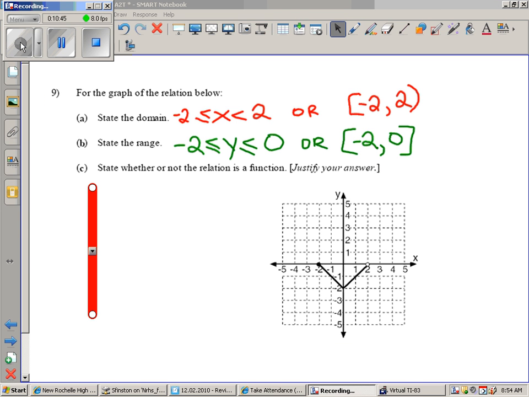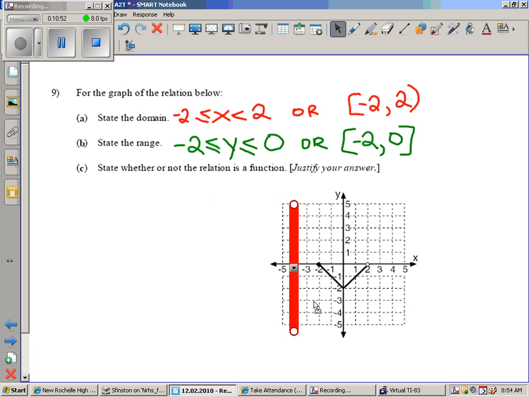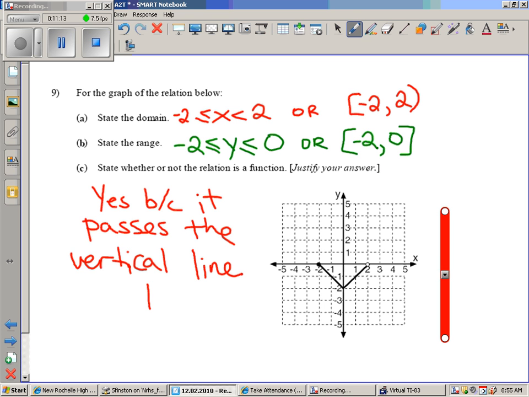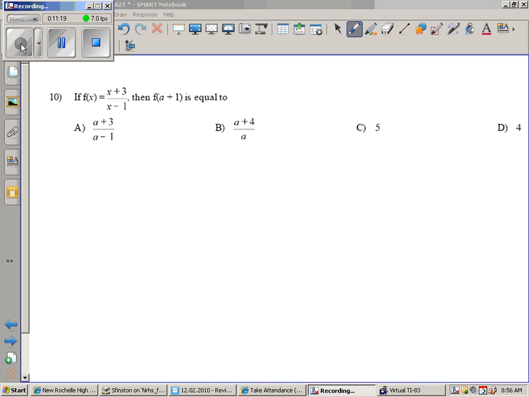Okay. Part C, you got to determine whether it's a function or not. How do you know if something's a function? Yeah, so you take your vertical line, you sweep it through, does it pass? And you literally have to write yes because it passes the, and we're not going to abbreviate this time because it's a test, the vertical line test. And that's it. That's the complete answer to that question.